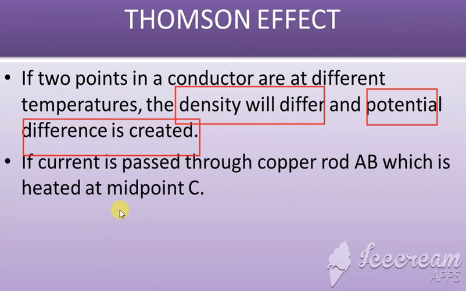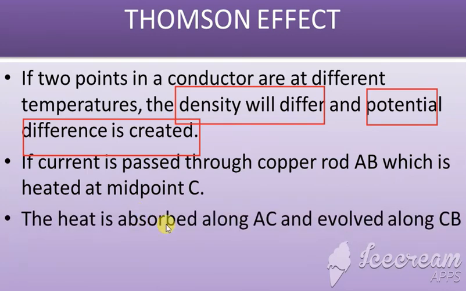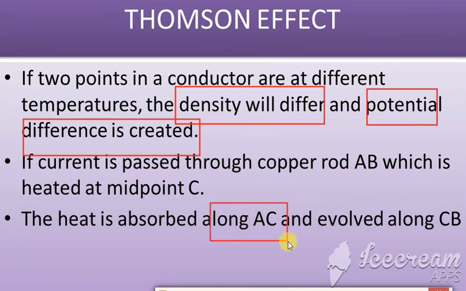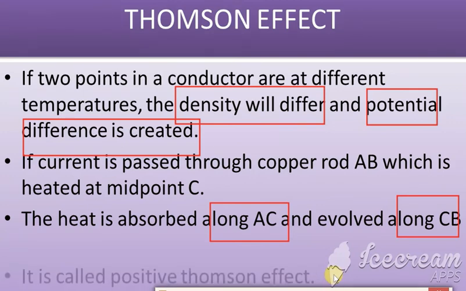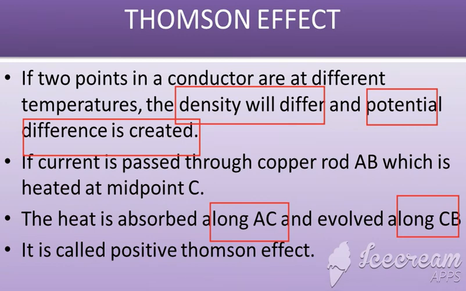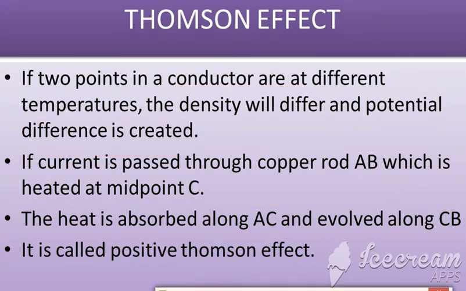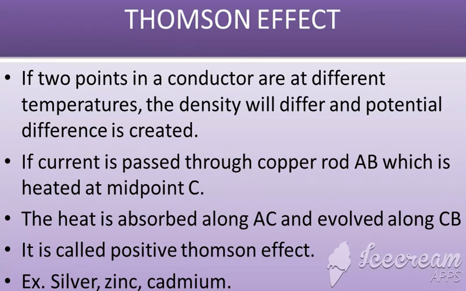So we are going to heat the rod. What happens? The heat is absorbed along AC and along CB the heat is evolved. If it is absorbed and evolved like this, that is called a positive Thomson effect. And the next is the reverse of this. Here we have the examples: zinc, silver and cadmium. These are the examples of the positive Thomson effect.